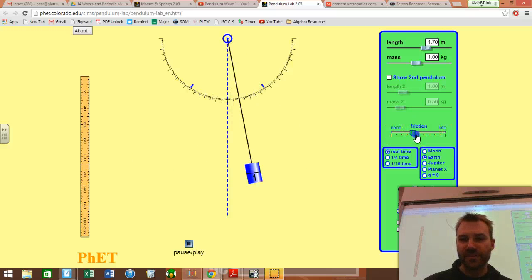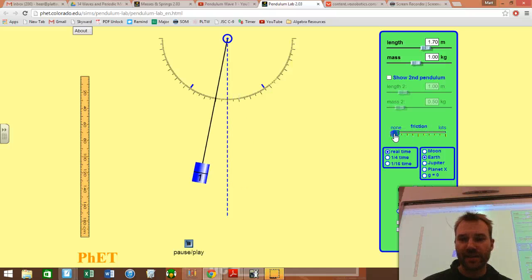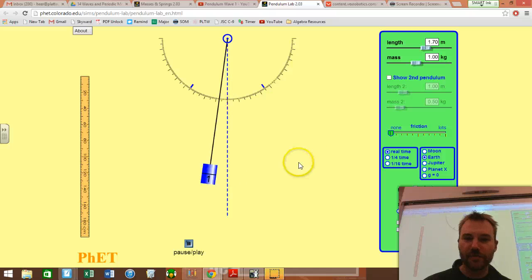If I give it more friction, it will just dampen it. And you can see that it's starting to get less and less with each one. I give it lots of friction. It goes like this. Now, I'll just go back to having none for right now.